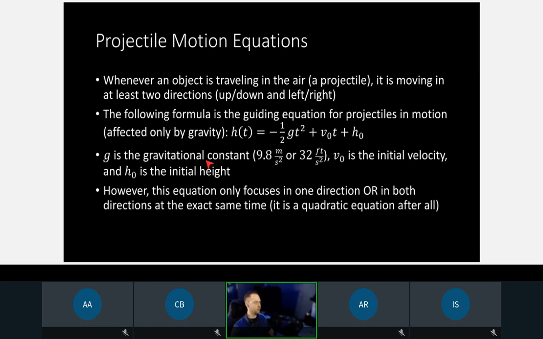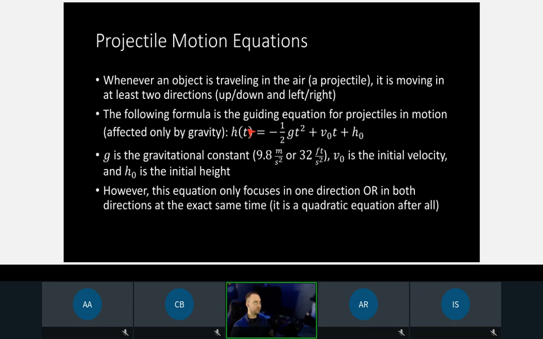All right, g is the gravitational constant. Now, depending on the class you're taking, physics will probably always use 9.8 meters per second squared as your gravitational constant. For this lesson, I noticed they use 32 feet per second squared. So I'm pretty sure every problem that I looked at in the modules uses this constant. So keep that in mind, okay? V sub 0 is the initial velocity, and h sub 0 is the initial height.